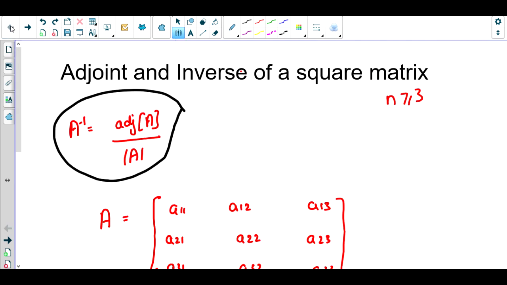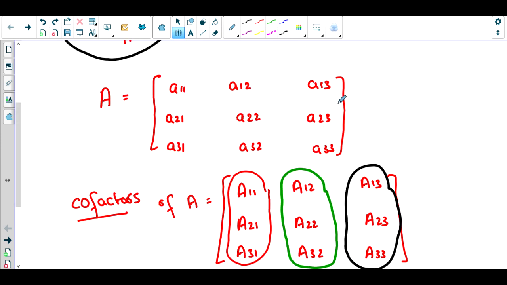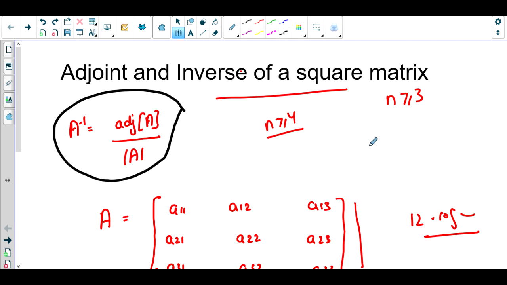This is the method you can use to find the inverse and adjoint of a square matrix of order 3 or more than 3. Like if the order n is 4, then it's going to be a little more work. You have the fourth column and the fourth row, so you have to find 16 cofactors. Then you have to find the determinant and you can solve the question. It's going to take some time. So this is the method which can be used to solve adjoint and inverse of a square matrix of order 3 or more than 3.